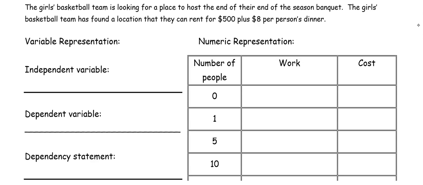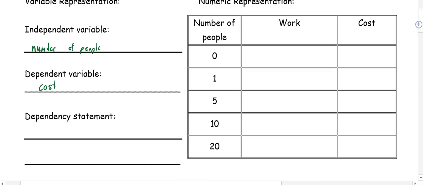So when we look at variables here, if we look at our table, it gives us our two variables of number of people and cost. So our independent variable is what happens first. So we have the number of people that decide to come, and then our dependent is the cost. So if we write our dependency statement, we have cost depends on the number of people.